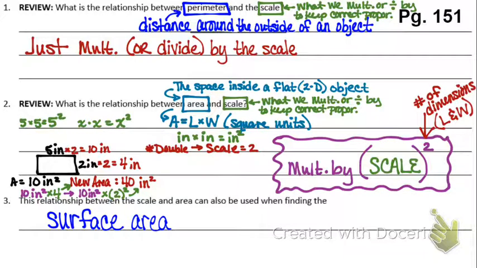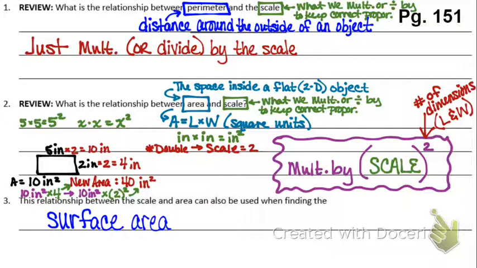So if I wanted to paint this object, the surface area is how much paint I would need to cover it, not how much paint I would need to fill it, how much paint I would need to cover it. Or if I wanted to wrap it, because everybody wants to wrap presents for Christmas, right? How much wrapping paper I would need to cover the outside of this object.